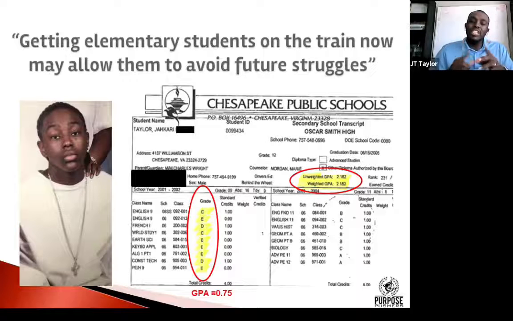You got to build relationships with students, because if you don't build relationships with your students, you'll never know what invisible baggage they are carrying. And if you don't get them on the train now, if you don't get them to board now, they'll never succeed at the highest level later on in life.